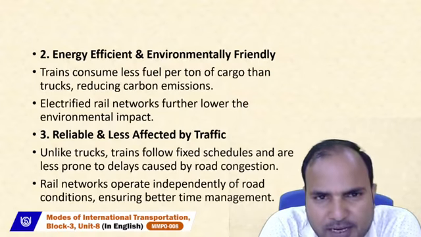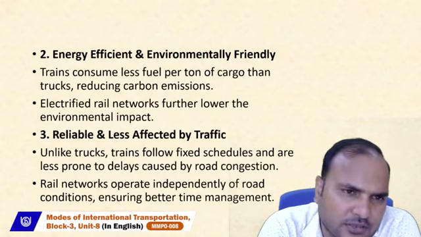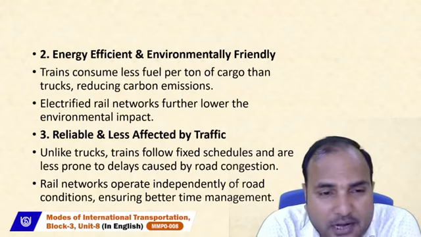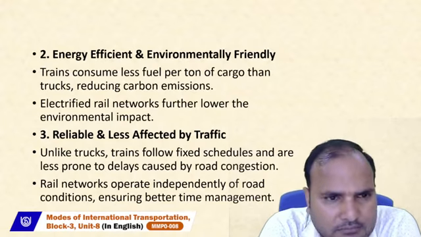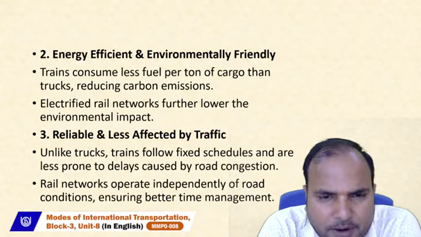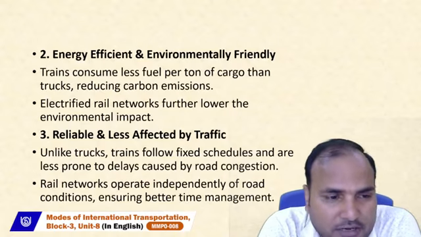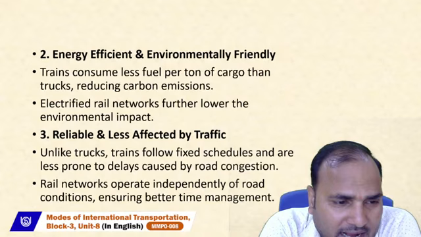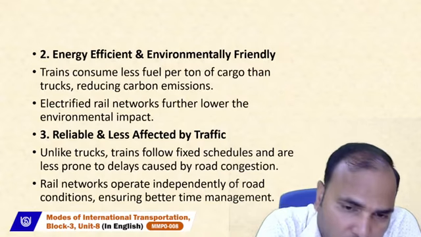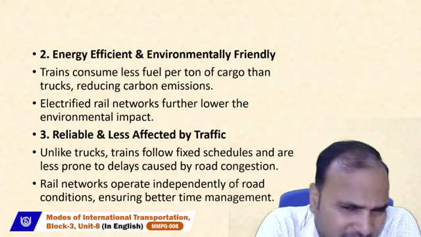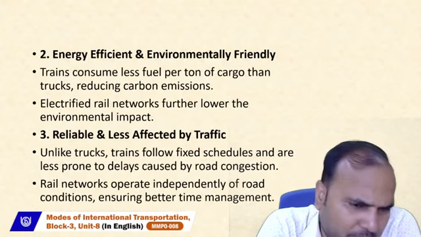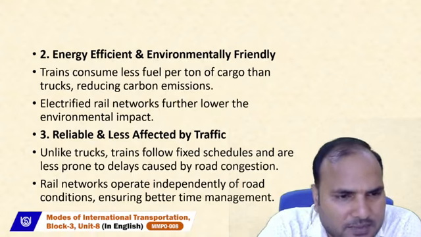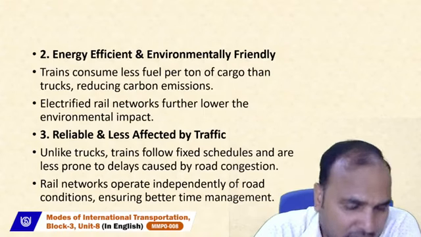Second is energy efficient and environment friendly. Trains consume less fuel per ton of cargo than trucks, which reduces carbon emissions. Electrified rail networks further lower the environmental impact. Another point is reliable and less affected by traffic. Unlike trucks, trains follow fixed schedules and are less prone to delays caused by road congestion. Because it has a fixed time, rail networks operate independently of road conditions, ensuring better time management. So it is reliable and less affected by traffic.